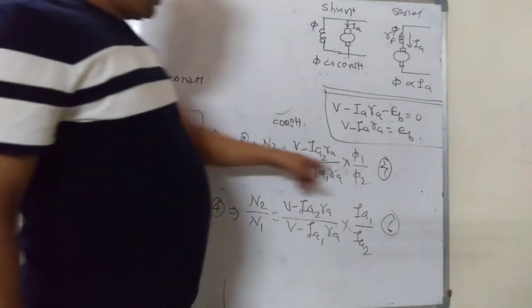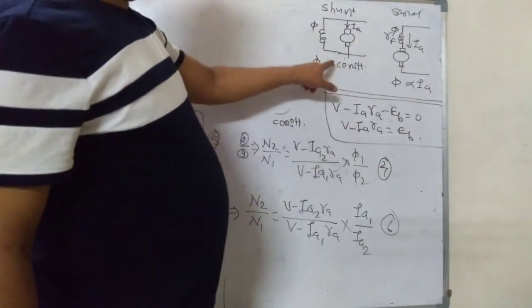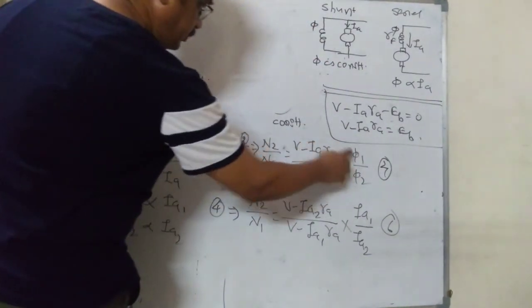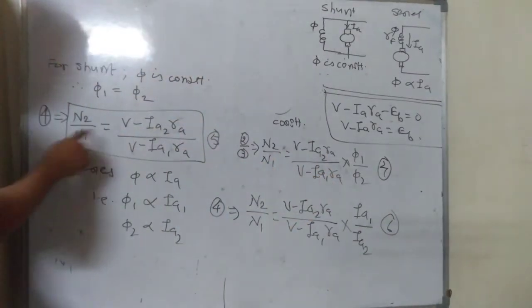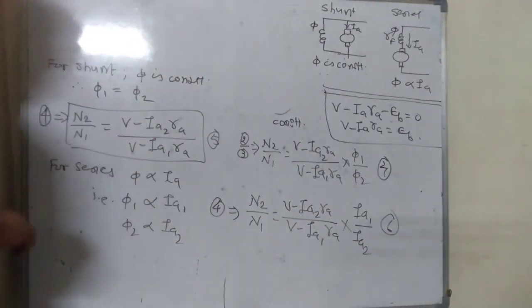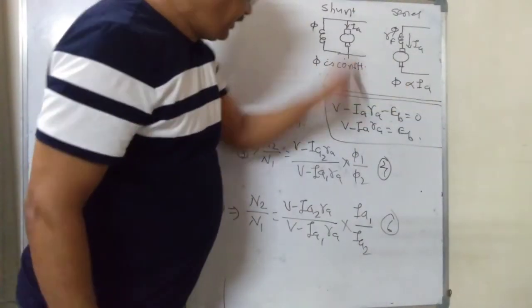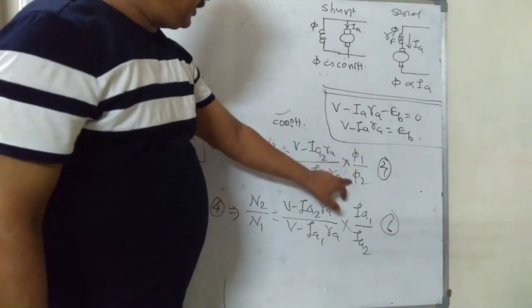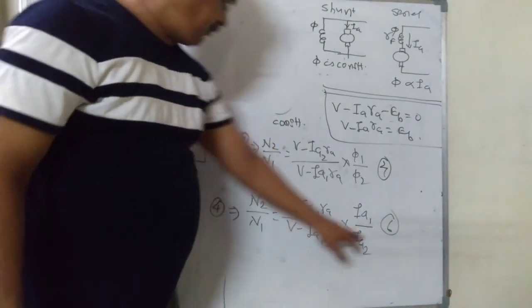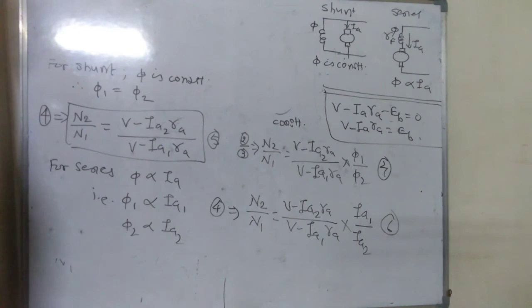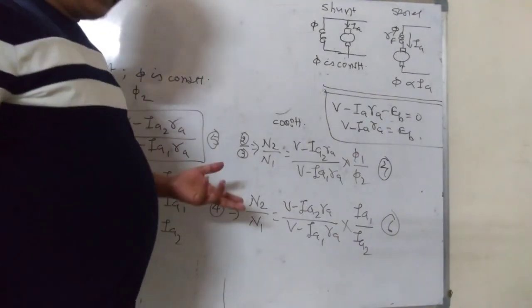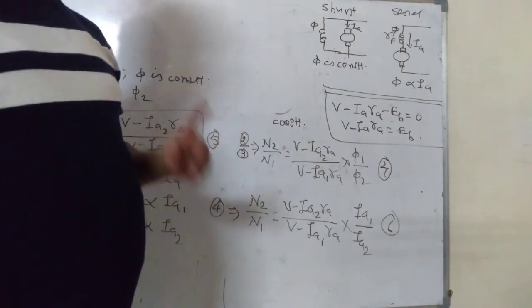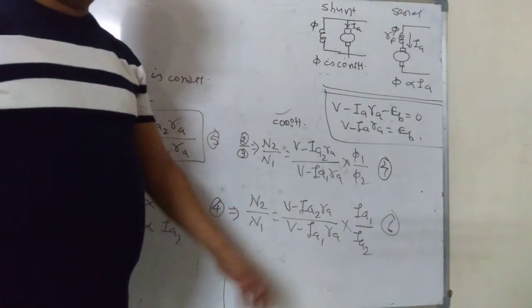What have I done? For equation 4, since phi is constant for shunt motors, phi1 will be equal to phi2, so only the voltage term remains. And for series motor, phi is proportional to Ia, so phi1 is proportional to Ia1 and phi2 is proportional to Ia2. If these are replaced by Ia1 and Ia2, then we get the equation of series motor. So this question can be asked in the exam for 6 marks: explain speed equations of DC motor. We have to explain the equation for shunt motor as well as series motor.